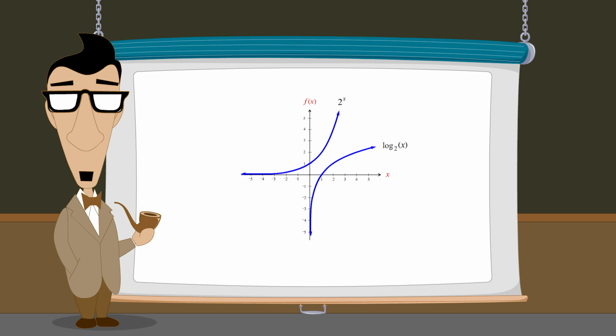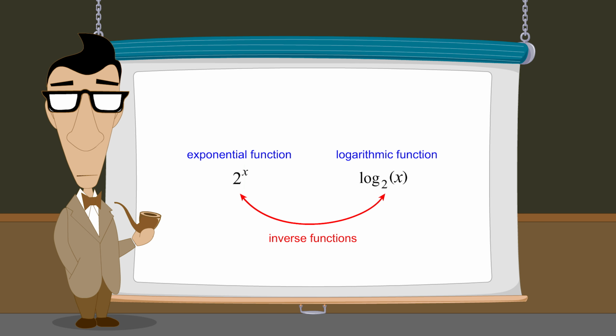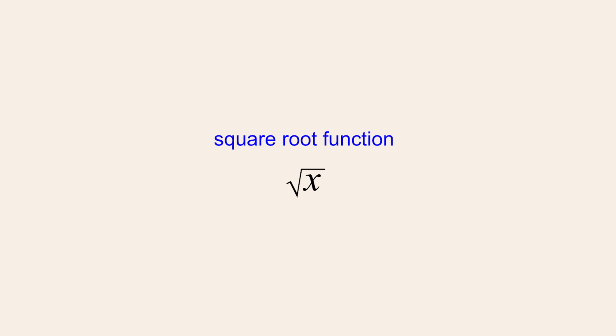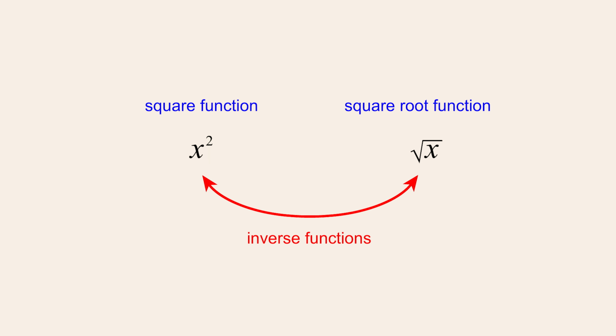So why are these two functions called inverse functions? One way of thinking about inverse functions is that one function undoes the other function in the same way that a square root function undoes a square function for non-negative numbers. If we square 3, the result is 9. And if we take the square root of 9, we get 3.